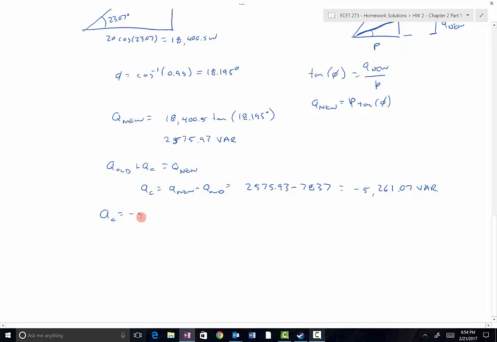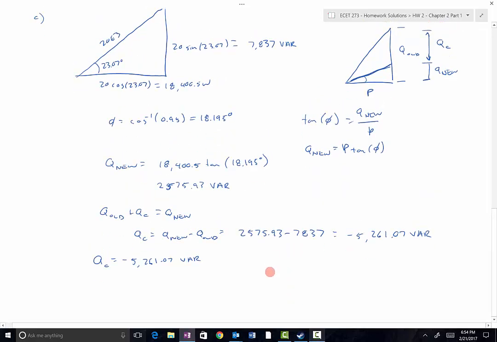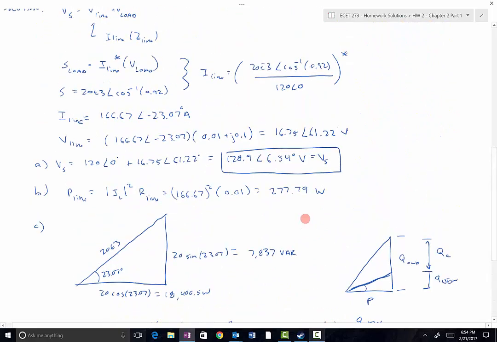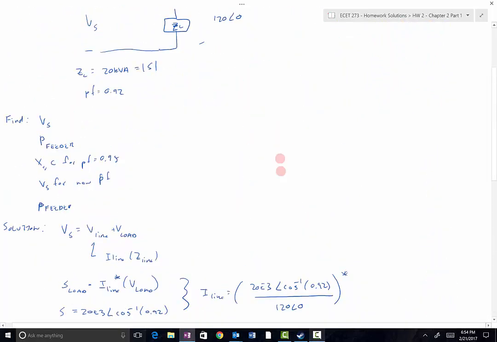Just to summarize, minus 5,261.07 VAR. Now I need to convert that over to a capacitive reactance, and I'm going to use the fact that in this circuit the capacitor is going to be added in, way up there.